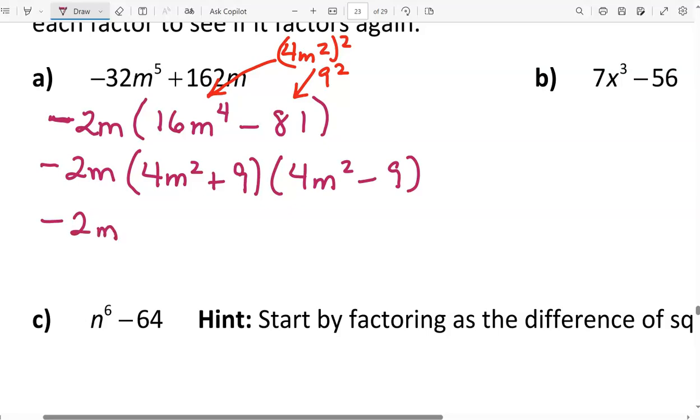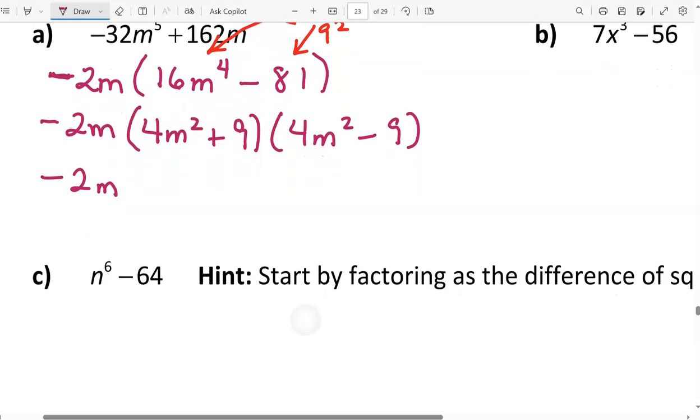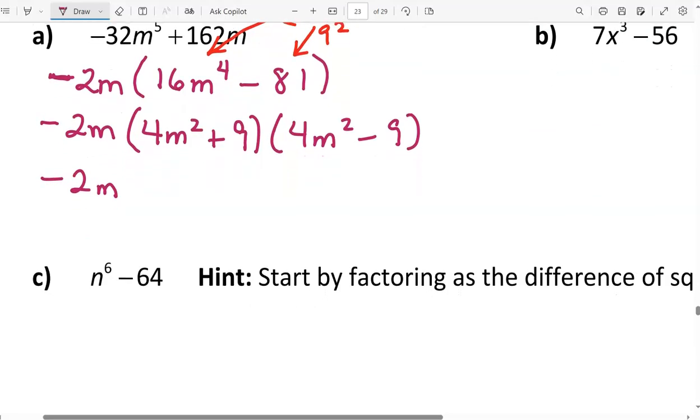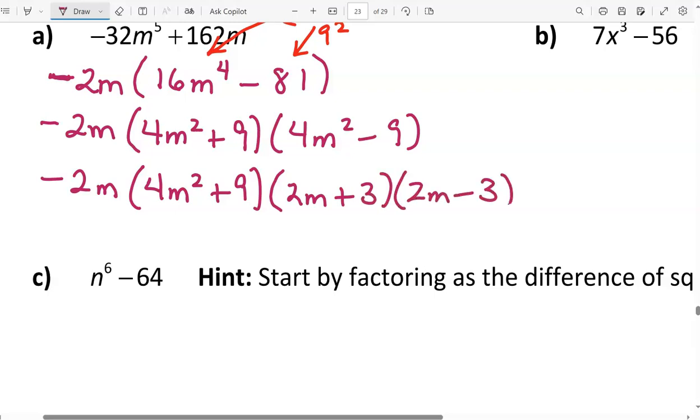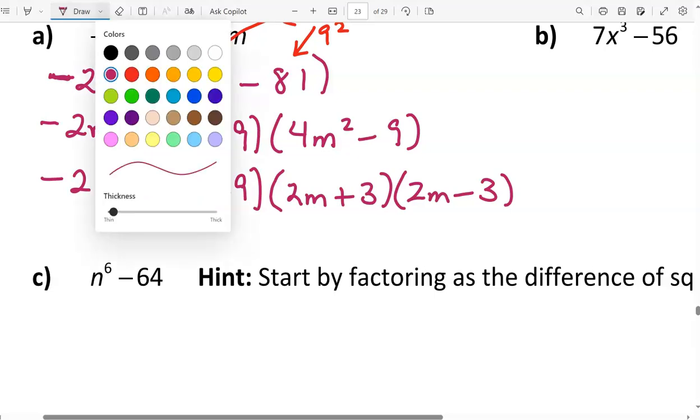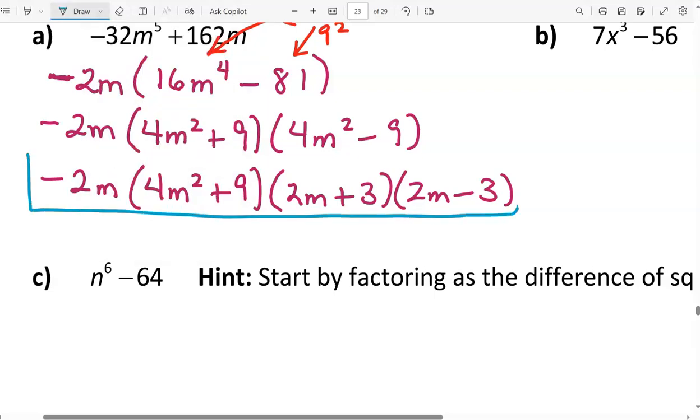Next, I'm going to look at 4m squared plus 9. That is two perfect squares, but they are added, which means that that factor is prime. We're not going to write prime, we're simply not going to factor it again. Then 4m squared minus 9 is the difference of two squares, so it can be factored again. 4m squared is the square of 2m, and 9 is the square of 3, so 2m plus 3 times 2m minus 3 is what that factors into. And now all the factors that remain are prime, that is to say they can't be factored again.